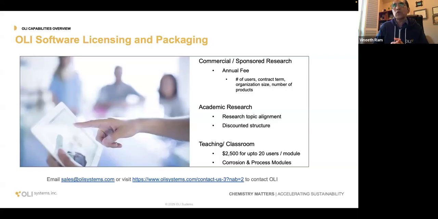In terms of enterprise software, we do have different ways we package and license our software for commercial customers and for industry-funded research projects. It's typically an annual fee that varies based on number of users, type and size of the organization, the term of the contract. We do work on a case-by-case basis for academic research projects as well, just based on strategic alignment of the topic. And we do have classroom and teaching licenses as well, and we do a number of senior project type of support for classroom licensing of our software. We'll certainly be happy to talk to you more about it as you see a need.